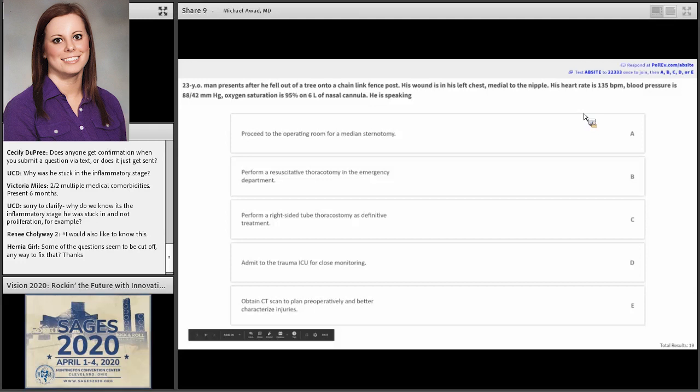A, proceed to the operating room for a median sternotomy. B, perform a resuscitative thoracotomy in the emergency department. C, perform a right-sided tube thoracostomy as definitive treatment. D, admit to the trauma ICU for close monitoring. Or E, obtain a CT scan to plan preoperatively and better characterize injuries.